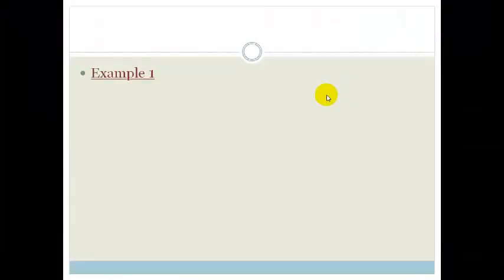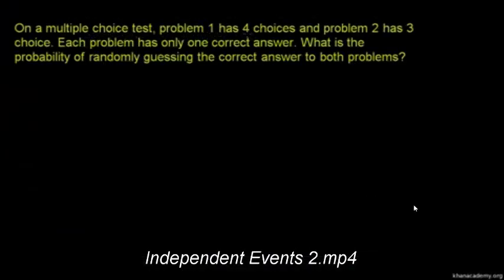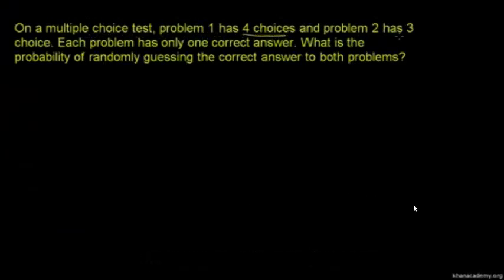Right, grade 11s, I think that was a good way to explain independent and dependent events. Let's look at another example. On a multiple choice test, problem 1 has 4 choices and problem 2 has 3 choices. Each problem has only one correct answer. What is the probability of randomly guessing the correct answer on both problems?